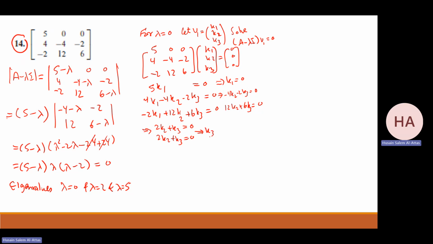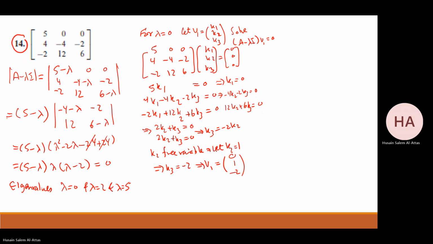So actually I have k3 equal minus 2k2. So I can take k2 a free variable. So let k2 equal 1. k3 will be minus 2. So this is my V1. That will be k1 is 0. Next, this is 1. This is minus 2. You can take k2 minus 1. You can. It's up to you. Okay.